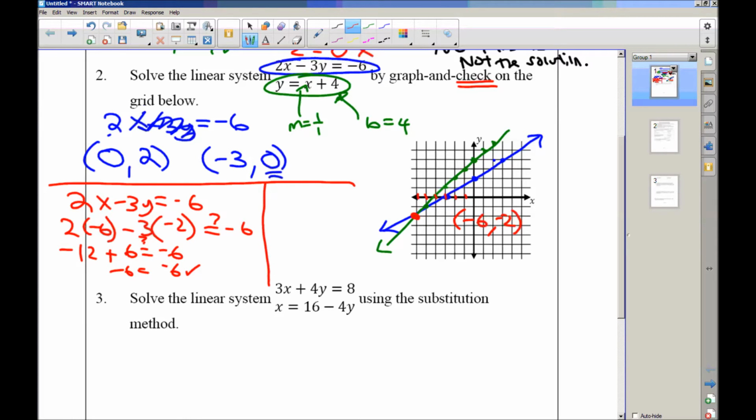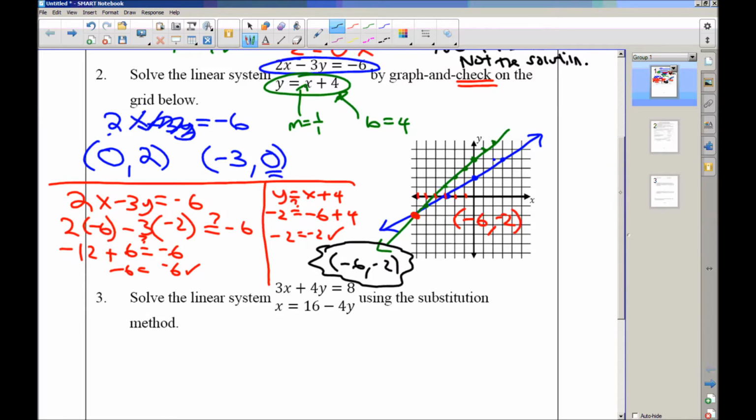And for our second one, we plug in y equals x plus 4. So I replace y with negative 2. I replace x with negative 6. And we have a question mark here. So negative 2 equals negative 2. And that works on the second one. So our solution is (negative 6, negative 2). Okay, there's our answer. All right, number 3, solve the linear system by using the substitution method.